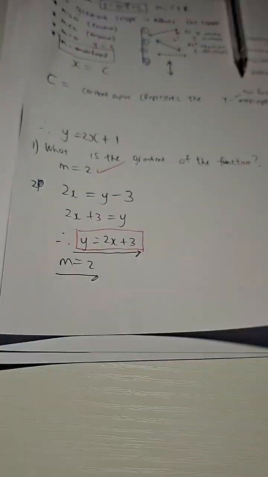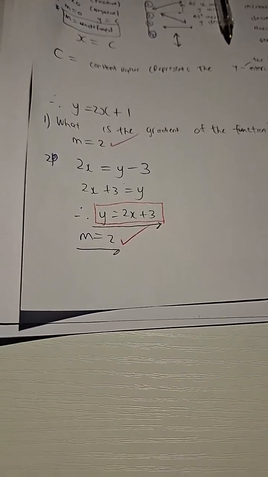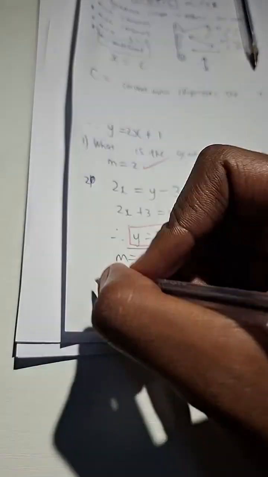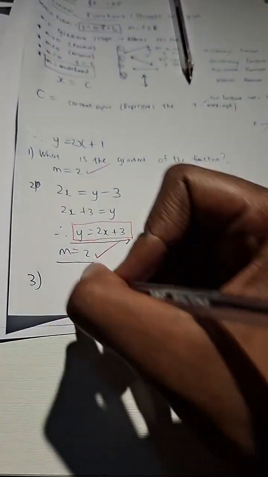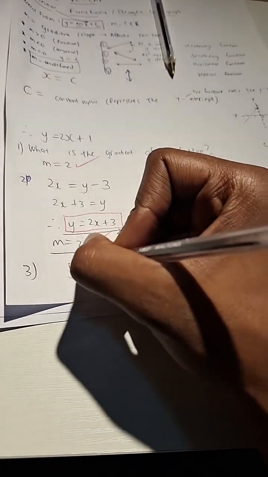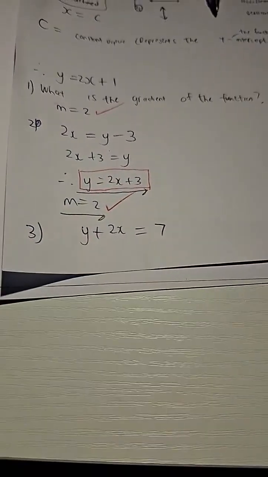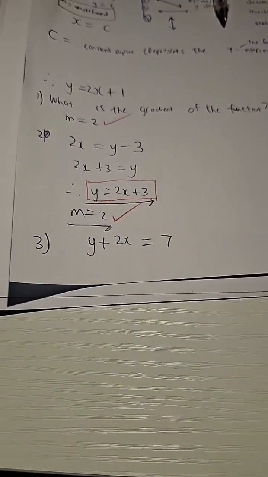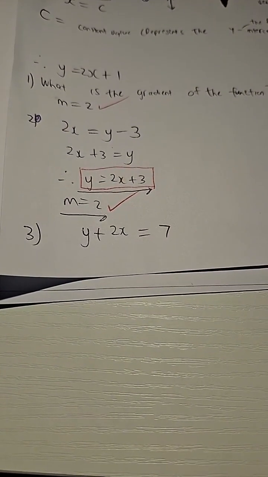Okay, so I would once again just give you a nice tick for those people that said m is equal to 2. I know some people said m is equal to -2, but we need to be very careful. Are you with me, my good people? Let's write this one: y plus 2x is equal to 7. I'm asking again, what is the gradient of this straight line function? What is the gradient?